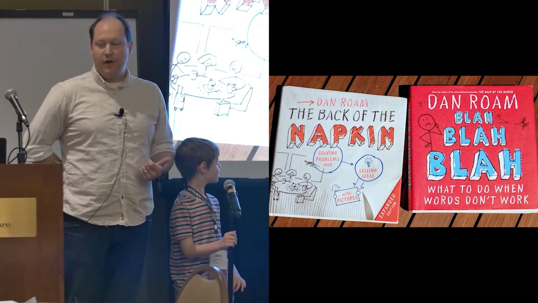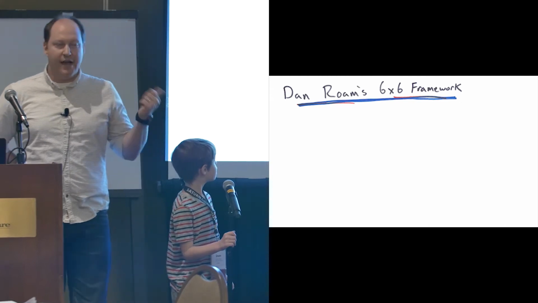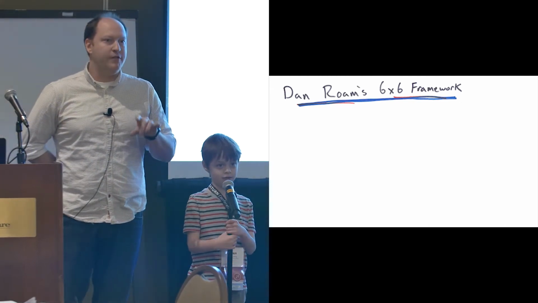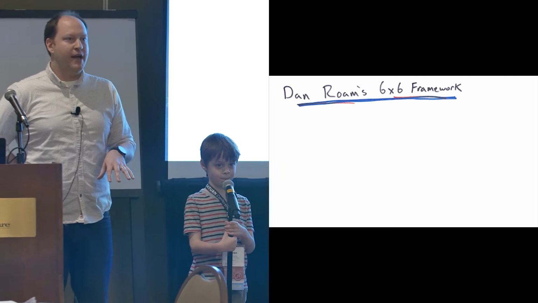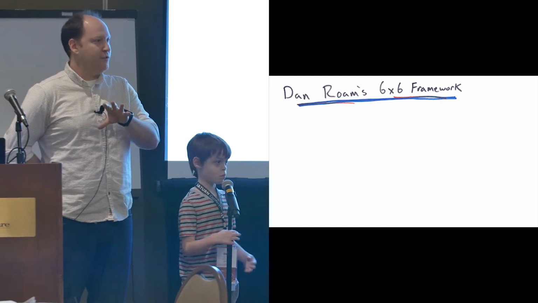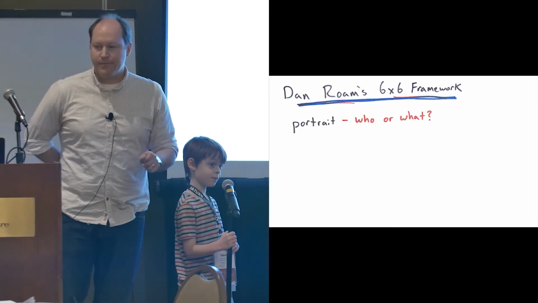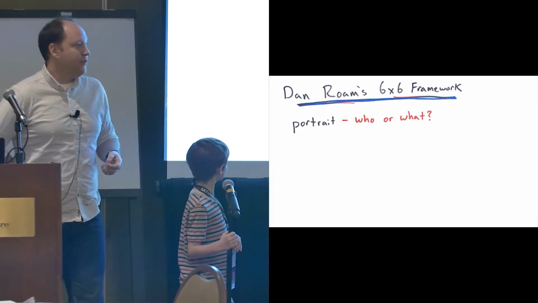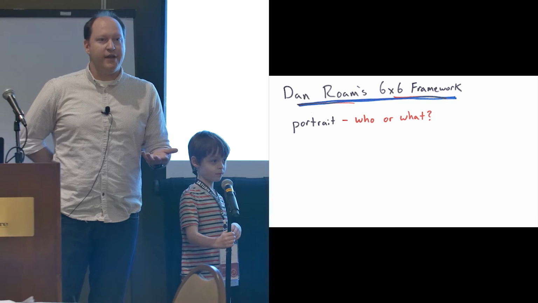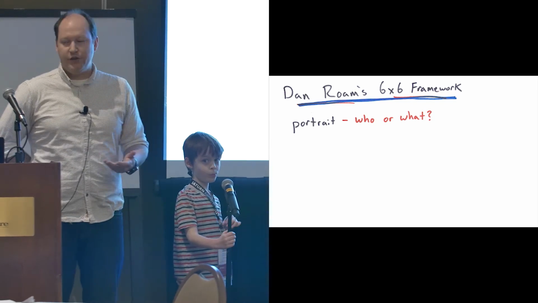One of the lessons that we took away from those books was what's called the 6x6 framework. It's basically 6 questions that you ask and then 6 different types of drawings that you can use to help answer those questions. We'll walk through that very briefly here. So the first drawing is a portrait, and it helps you answer the question who or what.